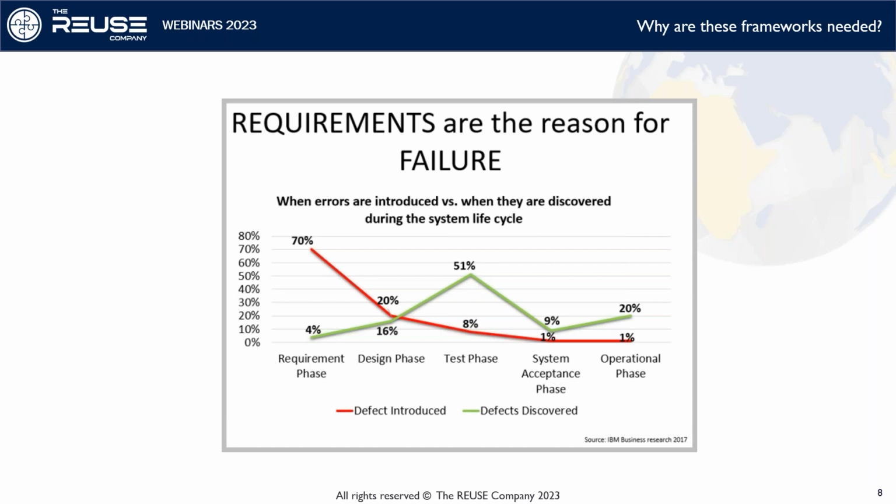According to this chart that you can see on the screen by IBM, it was up to 70% of the defects that were introduced in the requirements phase. What is even worse is the green bar line in this chart telling us that out of these 70% of the errors, only 4% of them are actually identified and fixed within the requirement phase.